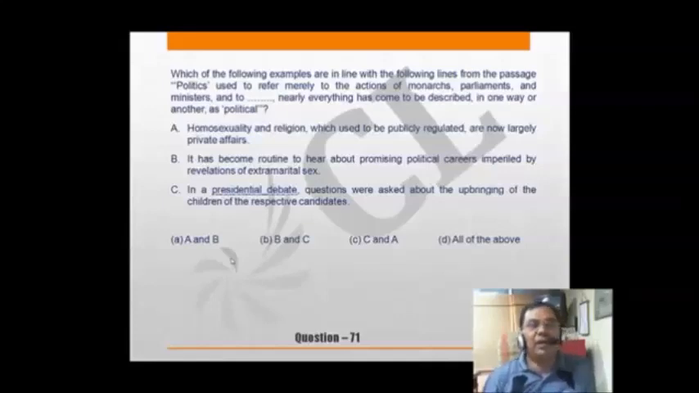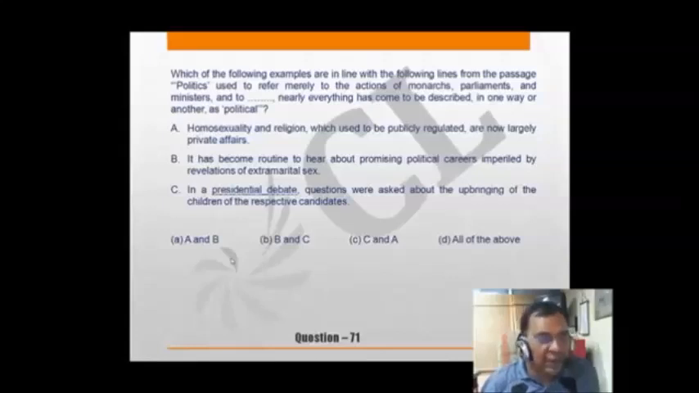Which of the following examples are in line with the following lines of the passage? Politics used to refer mainly to the actions of monarch, parliament, and ministers, and now nearly everything has come to be one way or the other political. Homosexuality, which used to be political, are now largely private affairs.